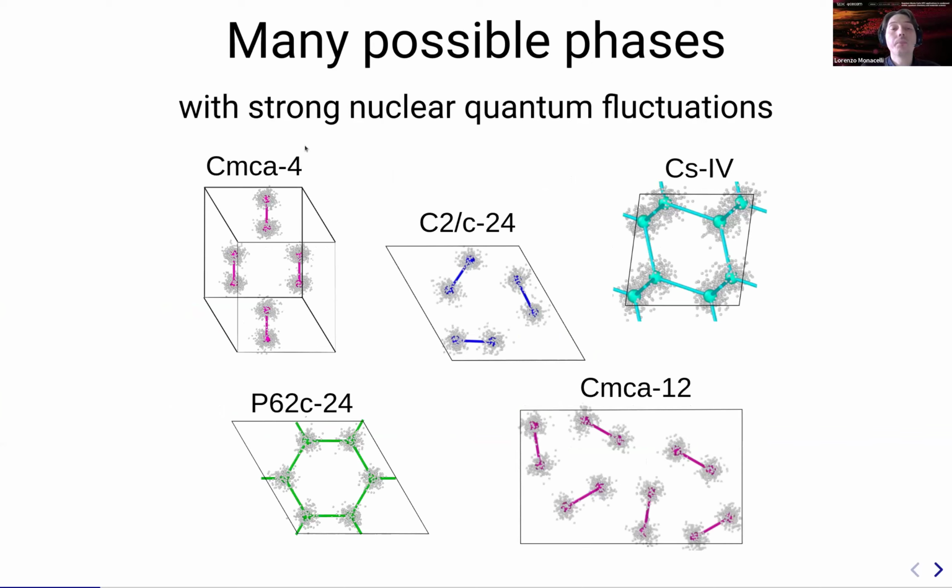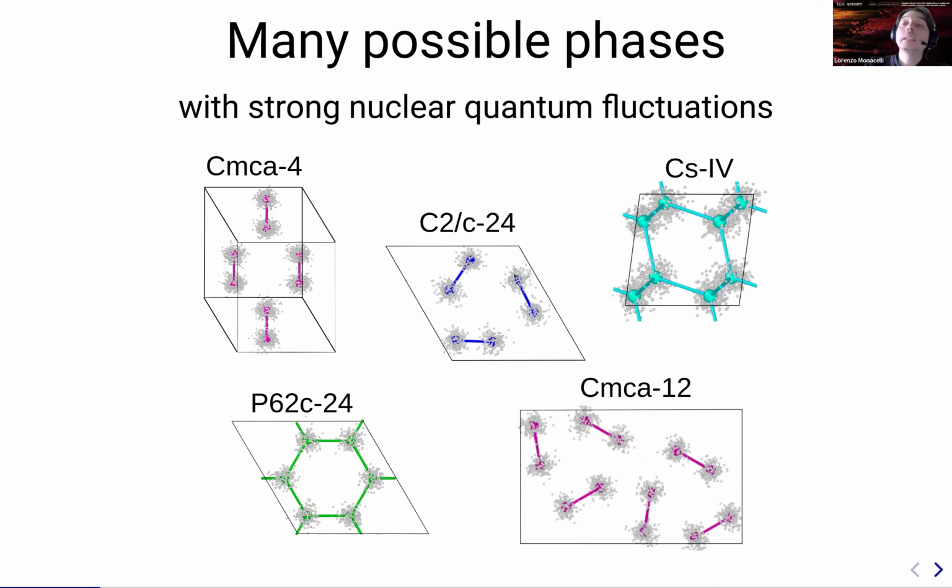And so here, just to give you an idea, these are a few of the phases we take into account in our study. There are also many others, but here I depict for some of these different symmetries the average structure with the bigger spheres, and these small spheres are not the electrons. Those are actually samples of the quantum distribution of the nuclei. And these are at 0 Kelvin, so this is purely zero-point motion. As you can see, the zero-point motion of these nuclei is really sizable and is a non-negligible part of the interatomic distance, both inside the same molecule and across different molecules.